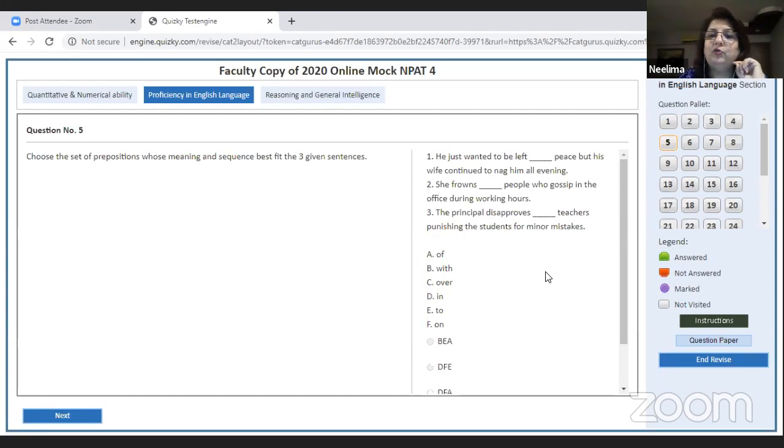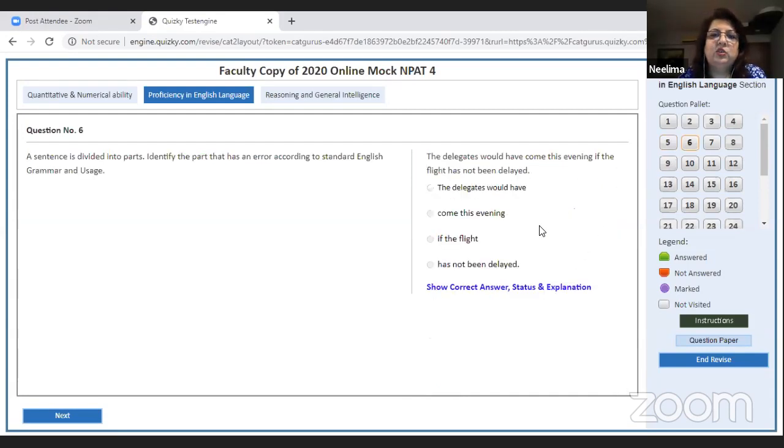So question 1 to 5, children, ideally you could have completed in just 1.5 minutes. Maximum 2 minutes if you want to spend a little extra time on question number 5. Moving to the next question type, question number 6. This is from 6 to 11.